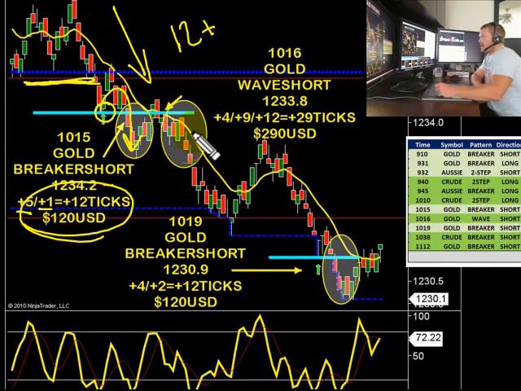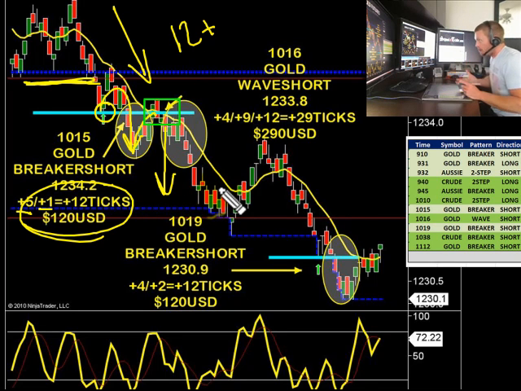Right? There's 12. Then what we always do is if we get bounced out of a breaker pattern short, look for the wave entry short for the re-entry. Okay, so what happened was now price bounced back up. I'm now waiting for that price right at my trigger line here. And now I'm looking good for a wave pattern short. There's your wave short. Okay, so we of course bounce off those lows. We retrace up into a falling trigger line.